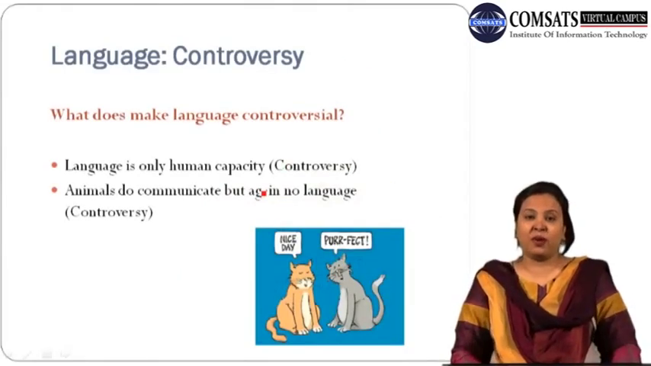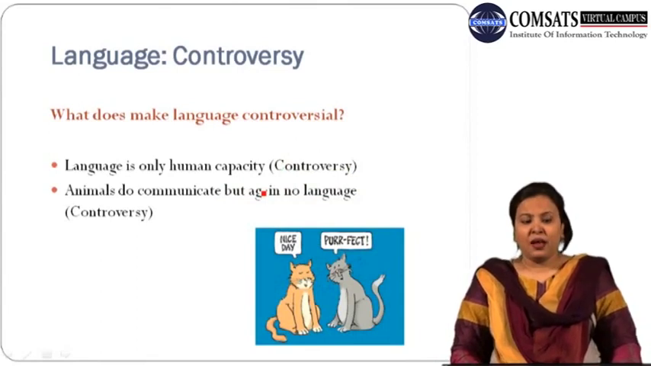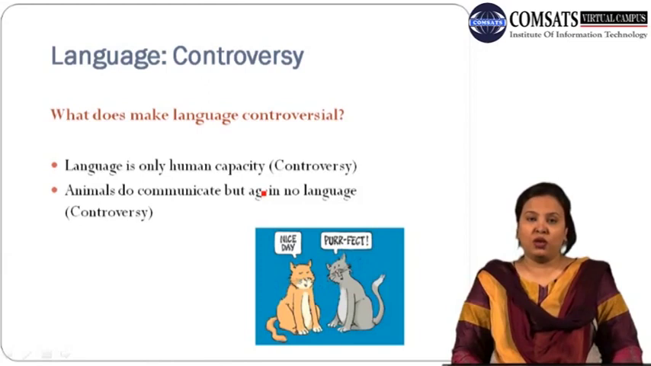So my today's lecture is based on one of the controversies regarding language. Is language restricted to humans? Whether or not language is something that is possessed by other creatures in this world. So what is the controversy? What makes language controversial is the claim that language is only a human capacity. The majority of linguists, and even the common man, believe that language is possessed by human beings. As a human being, I can speak a language, but all other species of the world, all other living organisms, are not able to produce language. This is the one side.